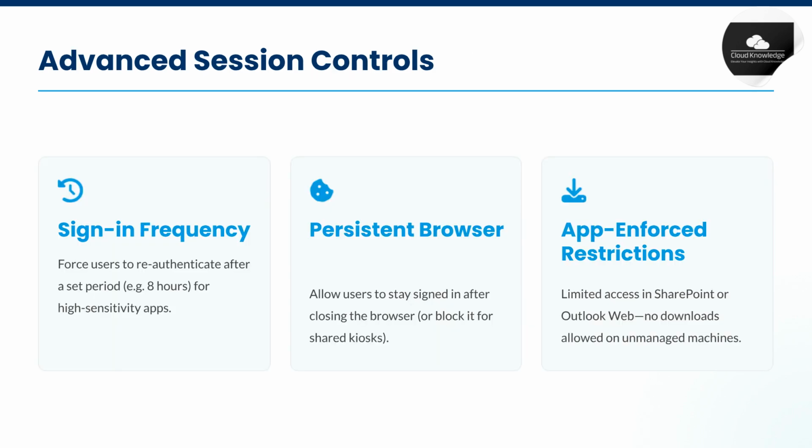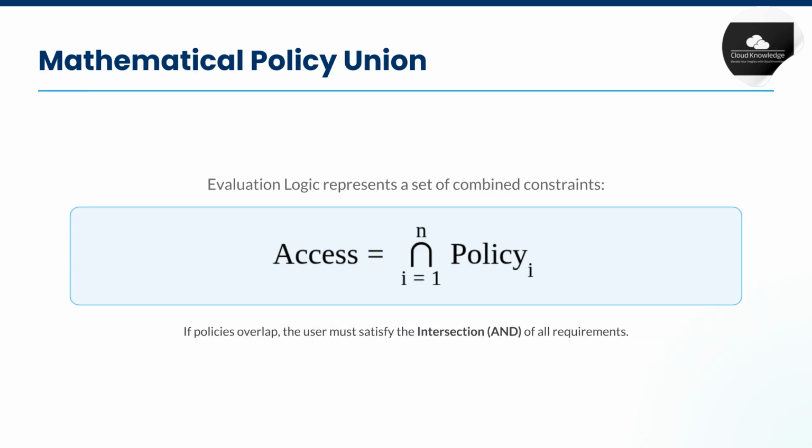Advanced session controls include sign-in frequency, forcing reauthentication, and persistent browser settings, controlling sign-in persistence. You can also implement app-enforced restrictions, like blocking downloads on unmanaged machines. The evaluation logic represents a mathematical policy union. If multiple policies overlap, the user must satisfy the intersection or the combined constraints of all requirements.